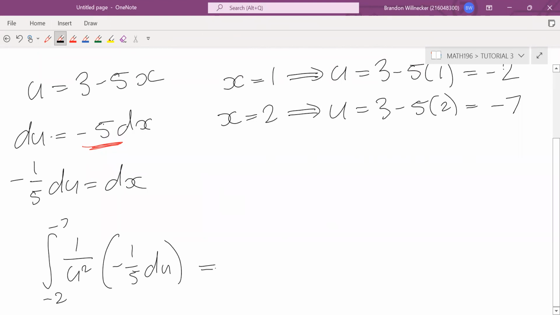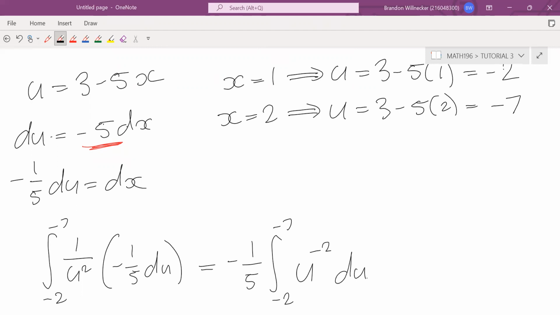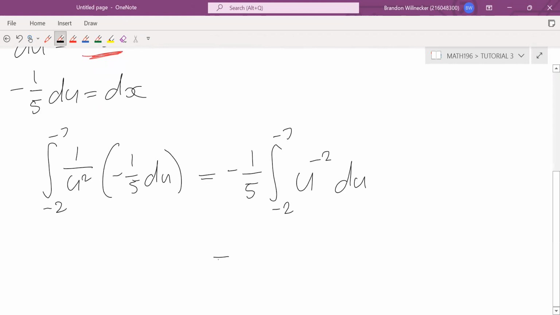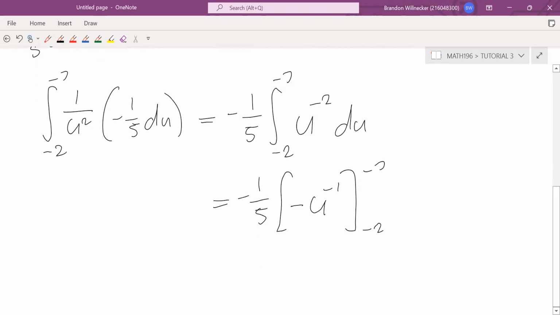So we can neaten this up a bit. We get minus 1/5, the integral from minus 2 to minus 7, u to the minus 2 du. I just took the u squared to the top so that I can use the power rule in the next step. So we have minus 1/5. The power rule says add 1, which gives us minus 1. Divide by minus 1, so we get a minus u to the minus 1. And we evaluate this from minus 2 to minus 7. Sorry, that's a 7 at the top.